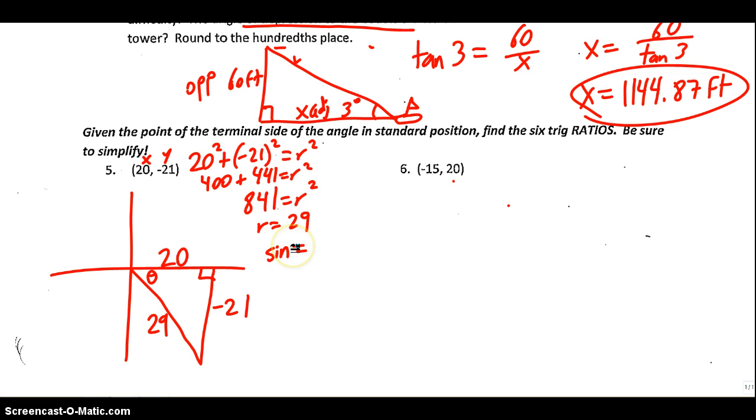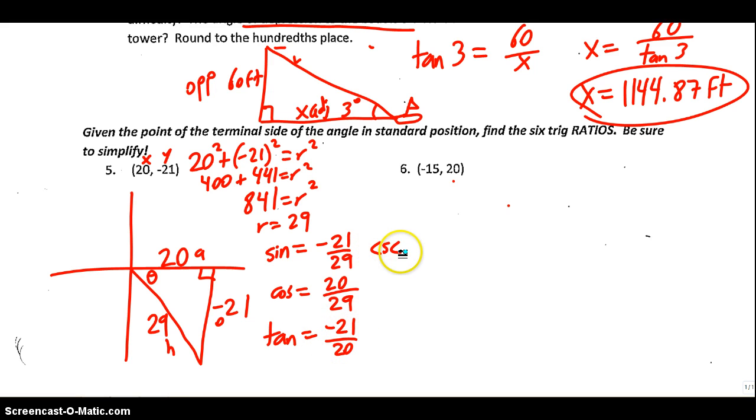So your sine will be opposite. Might as well label these opposite, adjacent, and hypotenuse. Opposite over hypotenuse, so that'll be negative 21 over 29. Cosine will be adjacent over hypotenuse, so that's 20 over 29. And tangent will be opposite over adjacent, so that's negative 21 over 20.